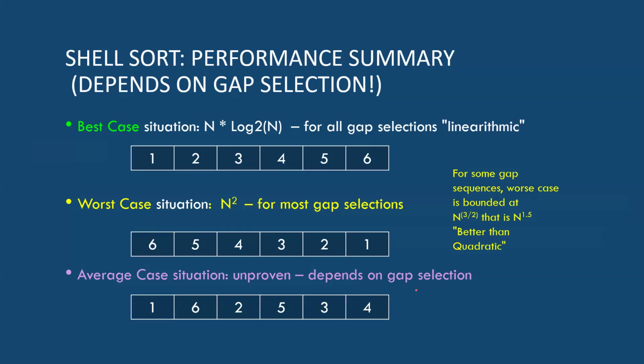So our best case in some scenarios for some gap selections can get us close to n log n. That's what we call linearithmic, and we'll get more familiar with that next week. But probably your worst case is going to be around n squared. Average case is unproven. There's lots of different kinds of research and theories on what would be the average. And it really depends on your gap selection, which people are still studying, and it's not stable.